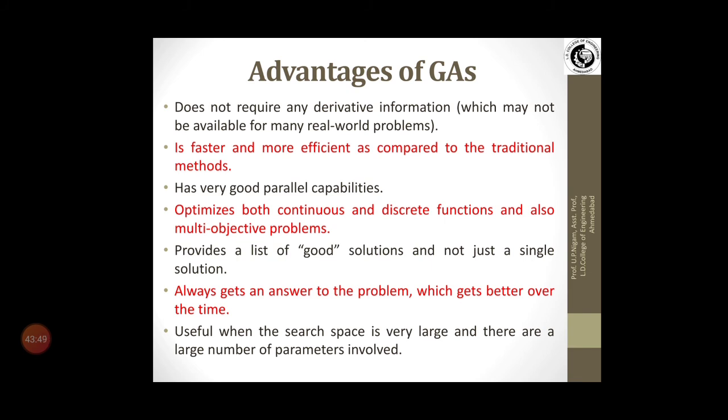Genetic algorithm has several advantages. It is efficient, it is faster, has parallel capabilities, optimizes both continuous and discrete functions, and also multi-objective functions. It gives good solutions, not a single solution; alternative solutions are given. It is useful when the search space is very large and larger parameters are compared. It always gets an answer to the problem which gets better over time, because it has random search over the generations, over the trials.